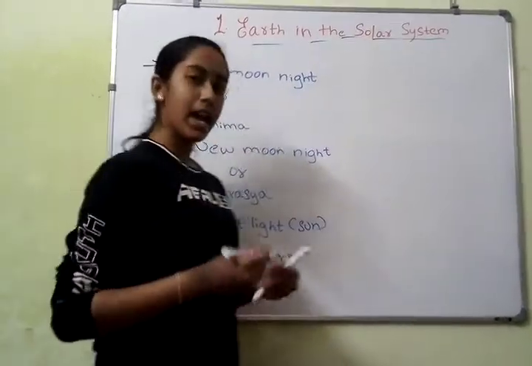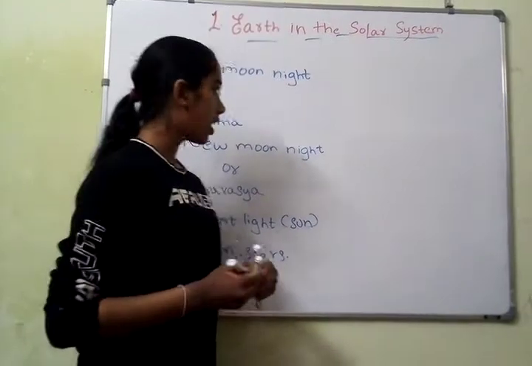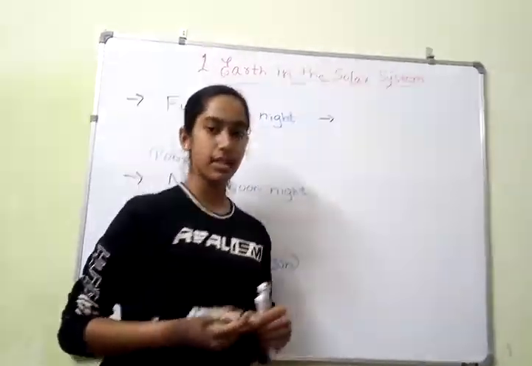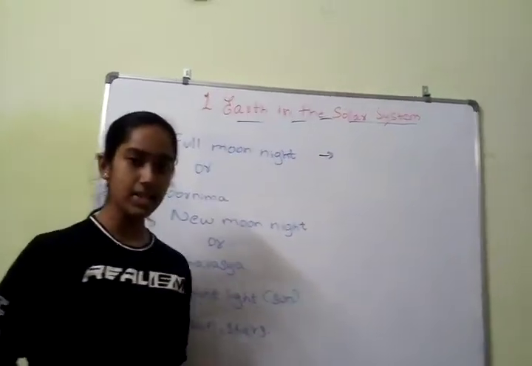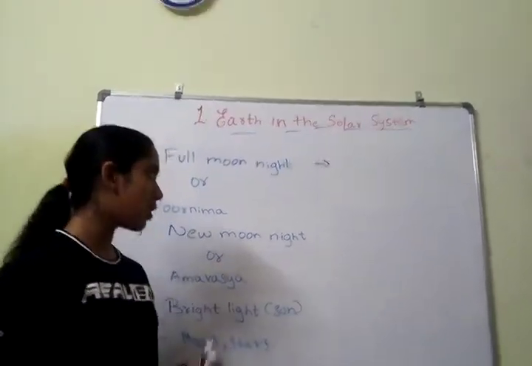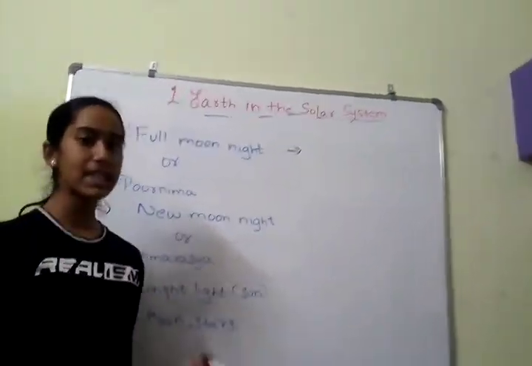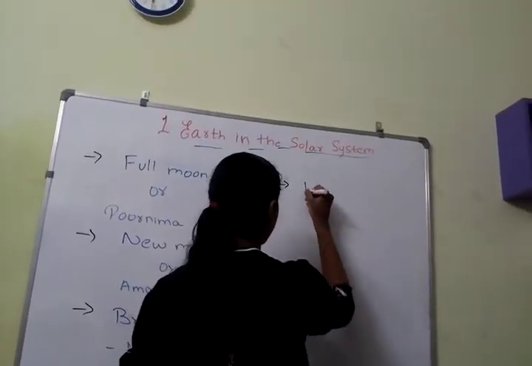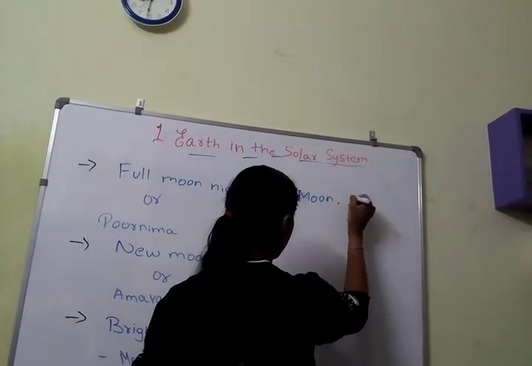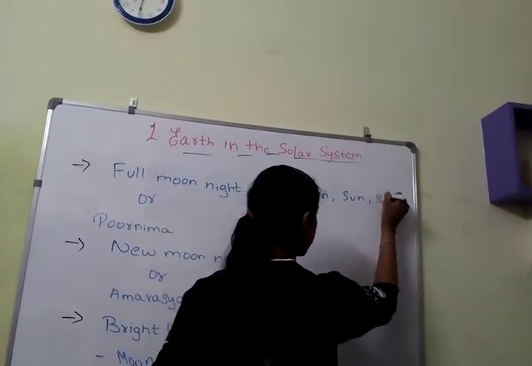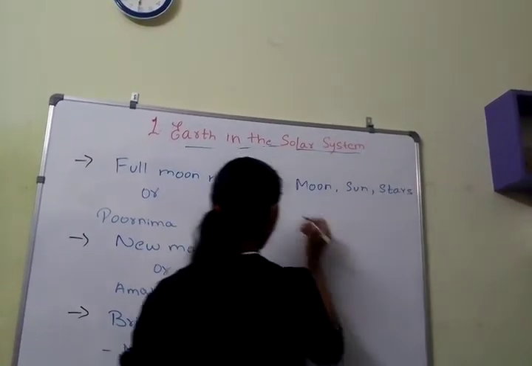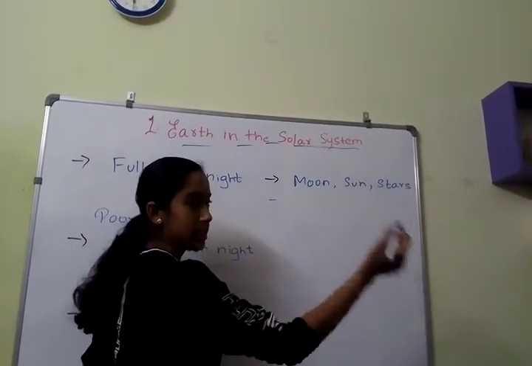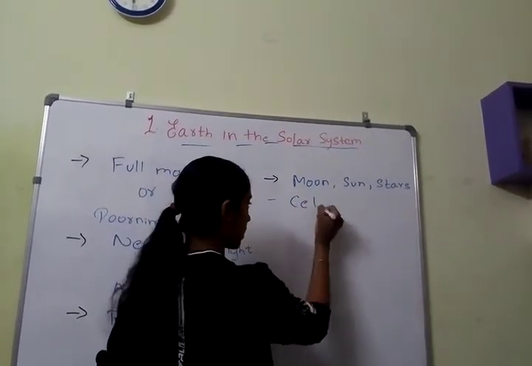And next, one more important point: the moon, the stars and all the other objects which are shining in the sky are called the celestial bodies. So the moon, the sun and stars, all the objects which are shining in the night sky, are called the celestial bodies.